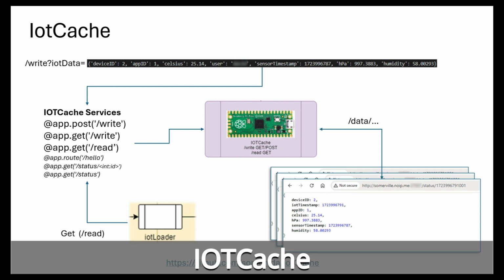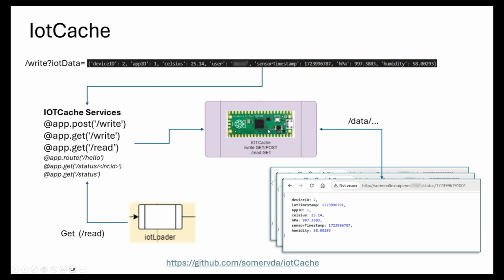So let's have a look at how IoT cache works. So remember, it runs on a Raspberry Pi Pico inside my home network. So it's just listening on one specific TCP port for these web services here. So it either looks for a post with the write route, a get with the write route, a get with the read route, and these are just some supporting services here.